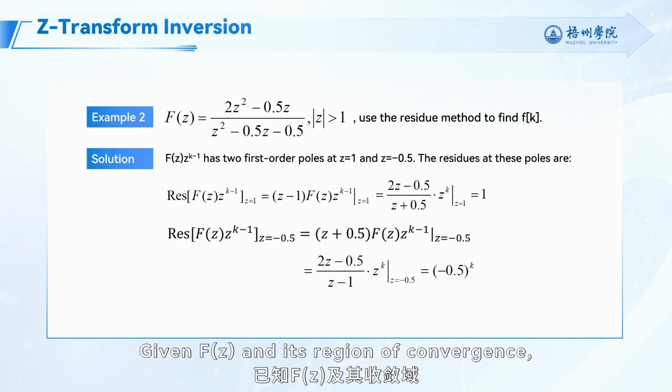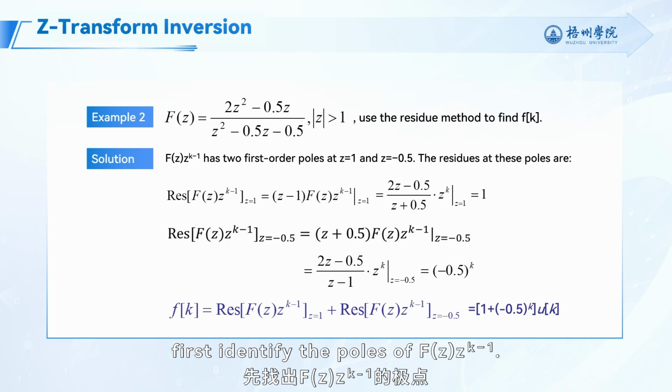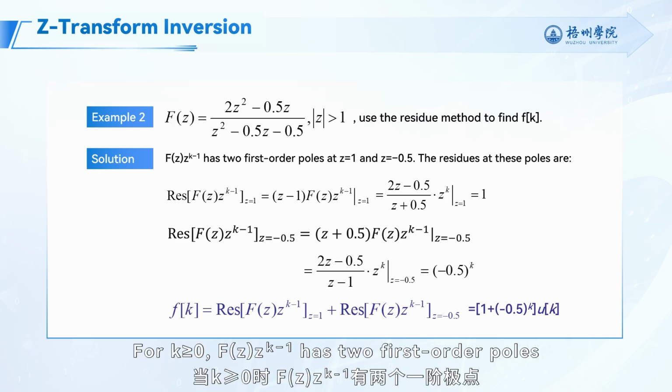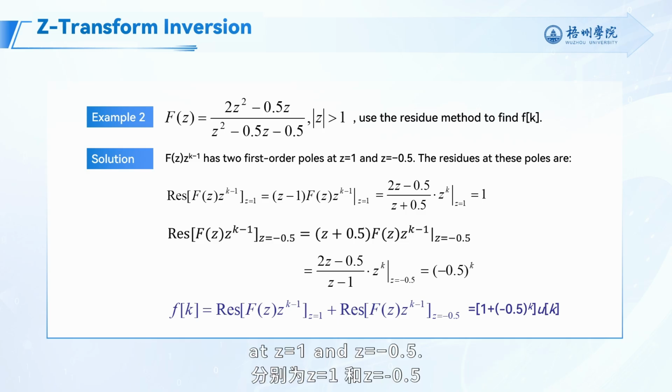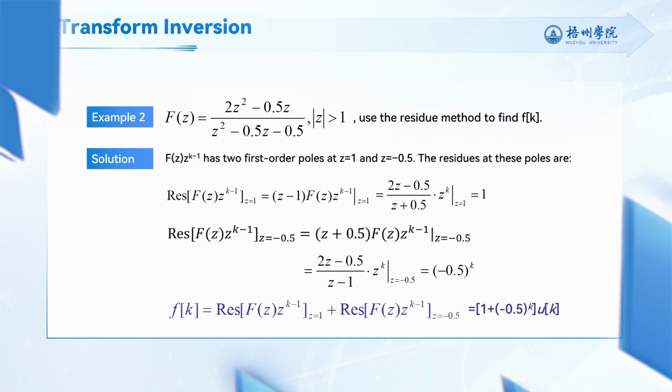Example 2. Given F(z) and its region of convergence, find the inverse Z transform using the residue method. The sequence is causal. To apply the residue theorem, first identify the poles of F(z) times z to the k minus 1. Clearly, the locations of these poles depend on the value of k. For k greater than or equal to 0, F(z) times z to the k minus 1 has two first-order poles at z equals 1 and z equals minus 0.5. The residues of these poles can then be calculated individually using formula 1.